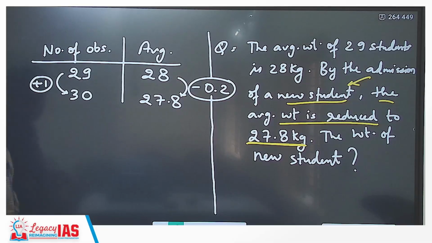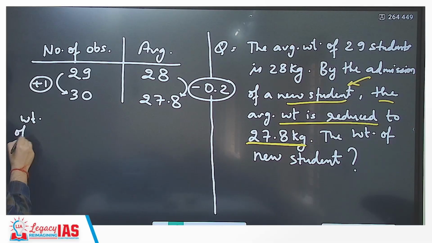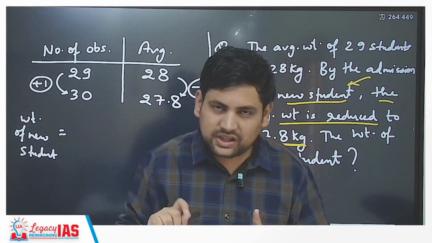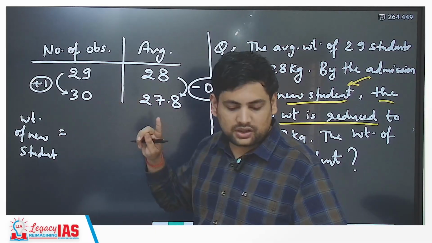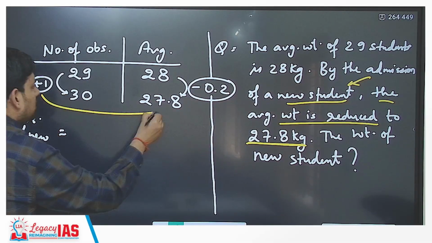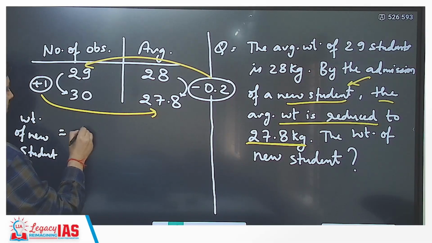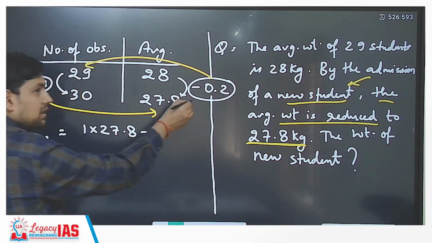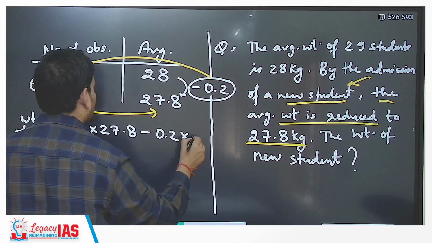Now again we'll process it the same way. Now I have to find the weight of the new student. In that, whatever change was there was because of the teacher. That's why following this process we got the weight of the teacher. Here it is because of the new student, so we'll get the weight of the new student using this. So you get 1 into 27.8 minus, because the average is getting decreased, 0.2 into 29.